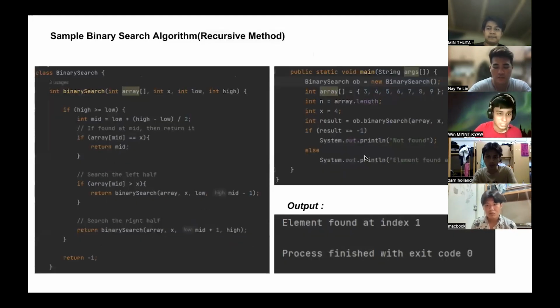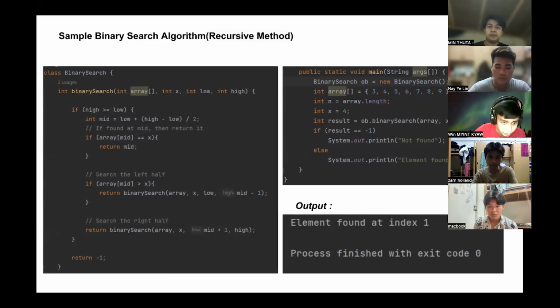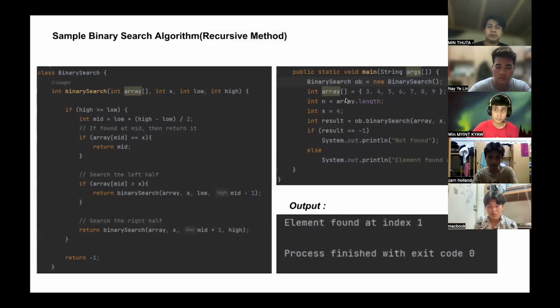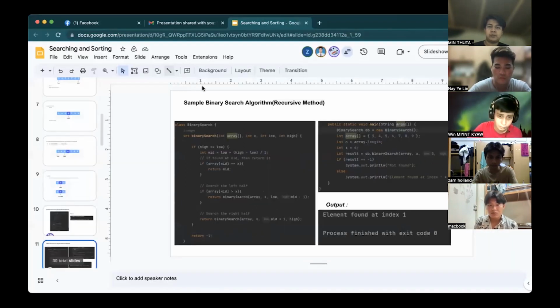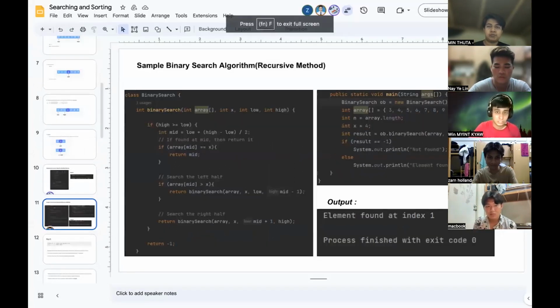This is the same example to search by the binary search algorithm, but we use the recursive method. It's all the same, but in here, if array[mid] is greater than the index that we search, we use mid - 1 again in the return statement.